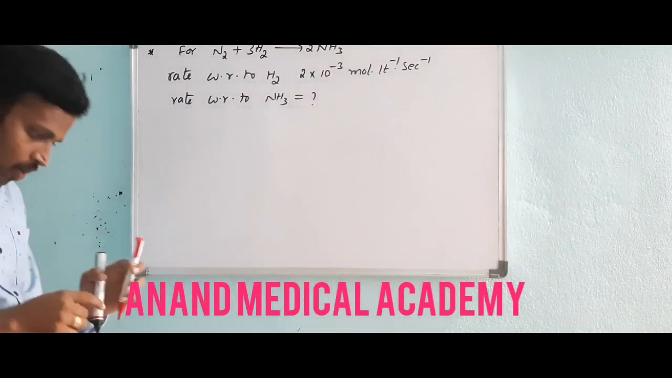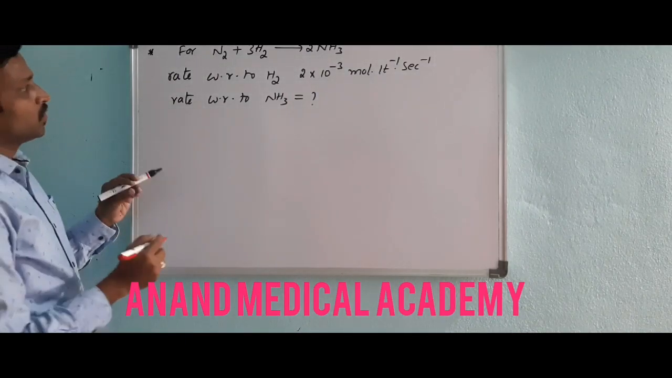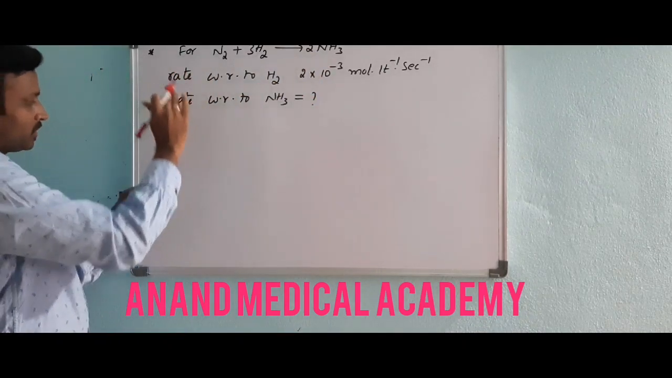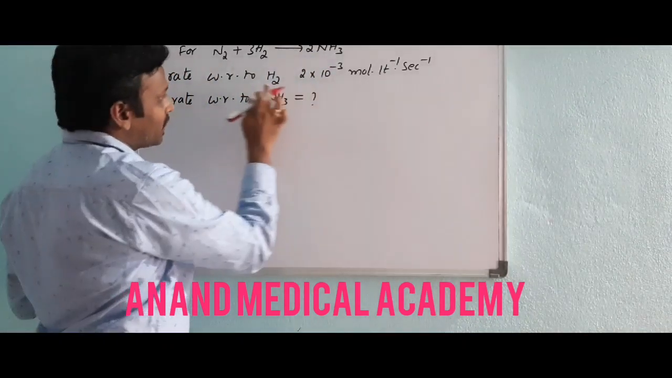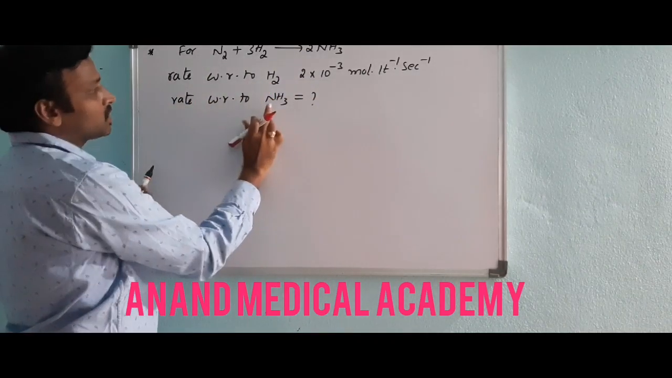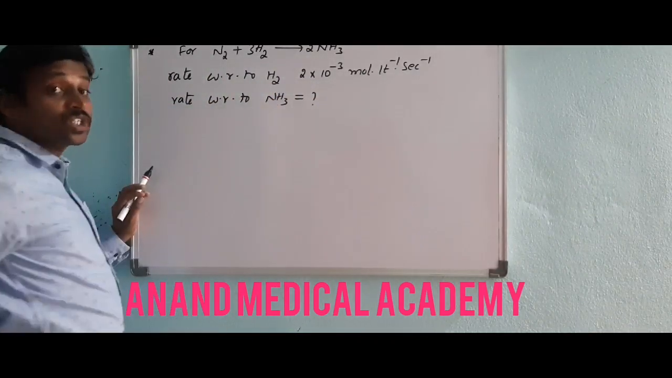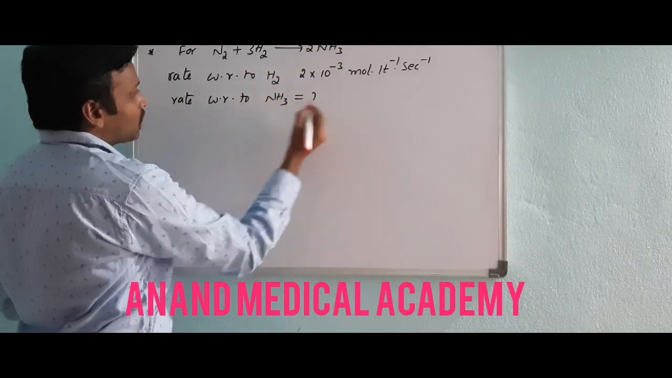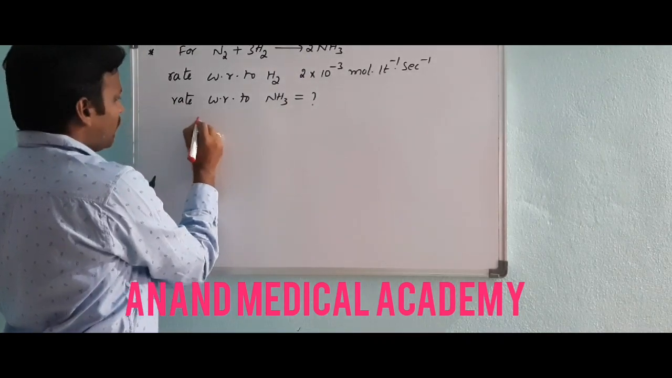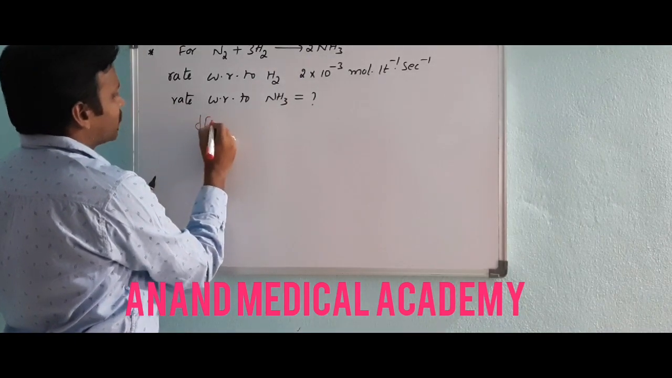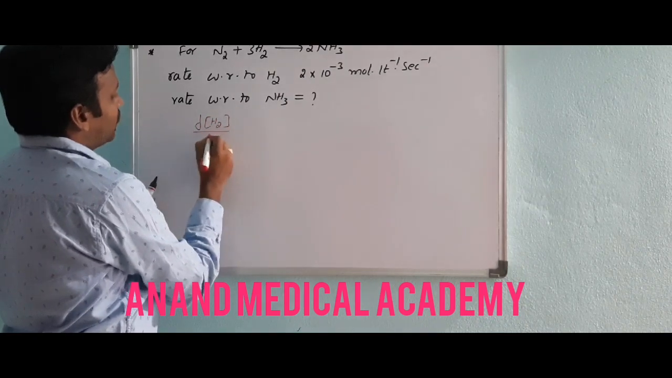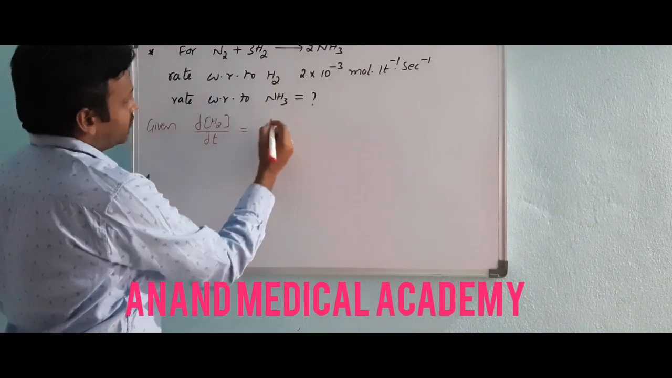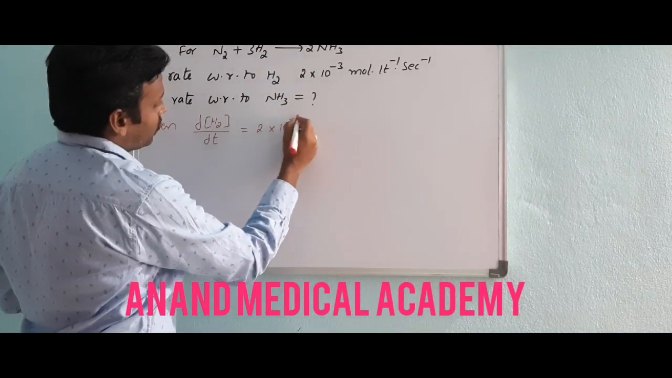This is the question. Now, as I told you previously, these rates are at a certain instant only. So at that particular instant, this is the rate with respect to H2, and at that instant we have to find the rate with respect to ammonia. So what was given? First of all, d concentration of H2 by dt was given, and it is 2 into 10 power minus 3.